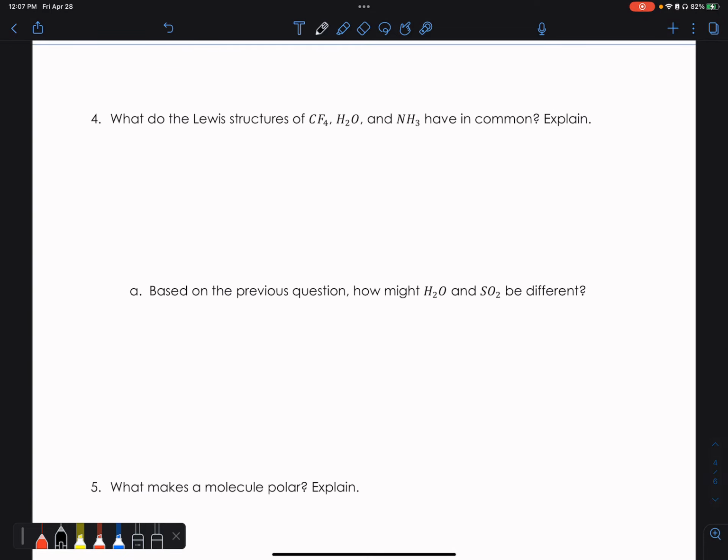Okay, these are probably the more challenging questions. And I think the easiest way to explain this is to draw out the Lewis structures for each of these. And we're looking for patterns here. So just real quick, draw out these structures. So that's that. Oxygen, 2 hydrogens. Okay, so we've got these 3 structures.